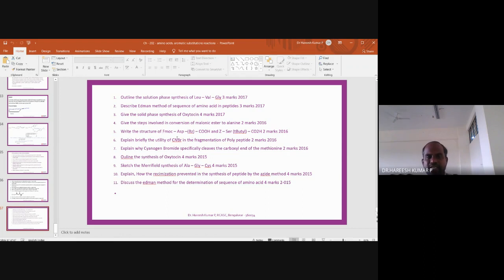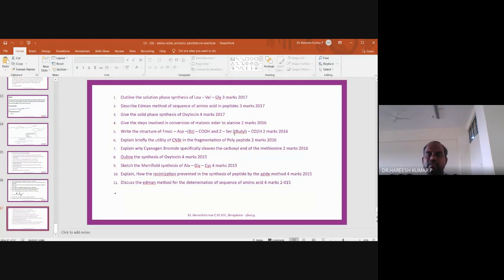Then here write the structure of Fmoc aspartame. Aspartame amino group is protected using the Fmoc. In the aspartame, side chain is protected using a benzyl group. The carboxylic part is the carboxyl part of the aspartic, so that means you have to write this structure. Here, amino group is protected with Fmoc, and the side chain is protected with benzyl, and the carboxylic acid is free only. So that structure you need to write.